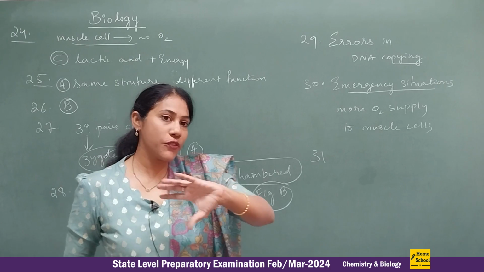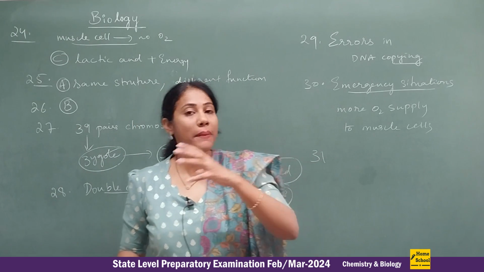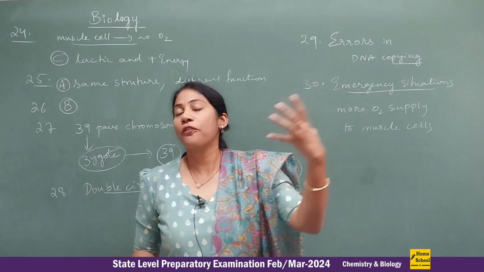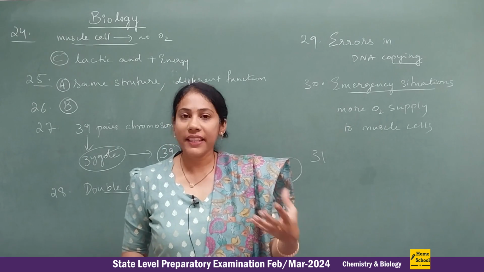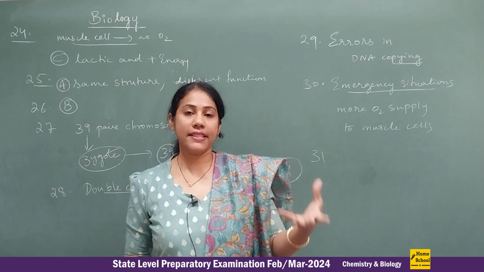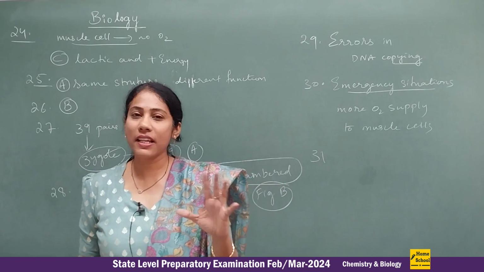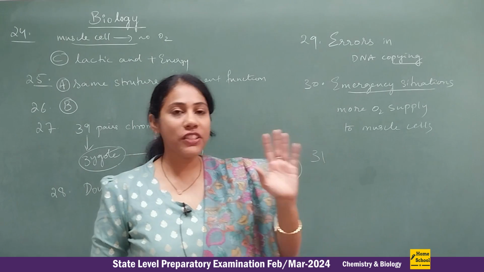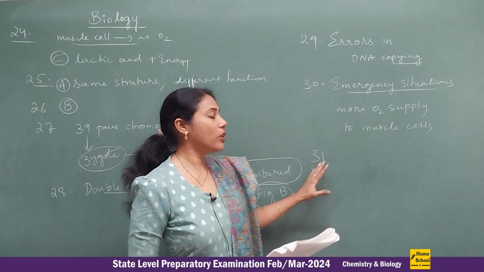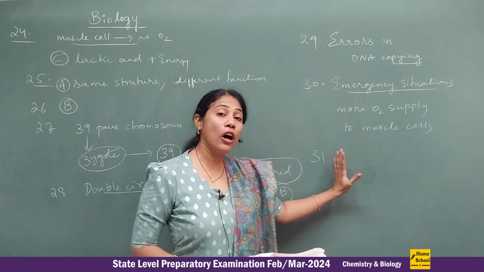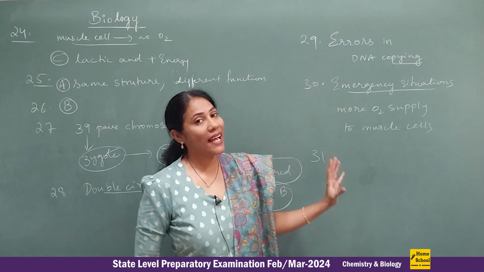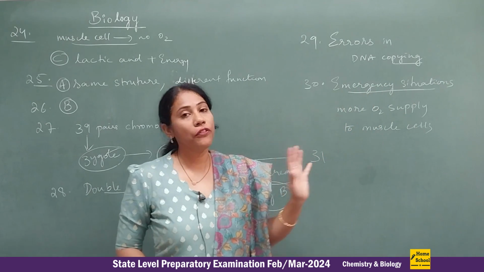Fine. 31st question, they are asking you the definition of pollination. Pollination is the transfer of pollen grains from anther to stigma of the flower. Okay. In the same flower, if this happens, it is self-pollination. In different flowers, it is cross-pollination. Anyway, they are just asking you the definition. So what you can write: transfer of pollen grains from anther to stigma of flower.